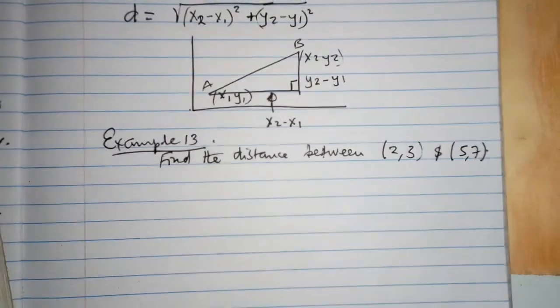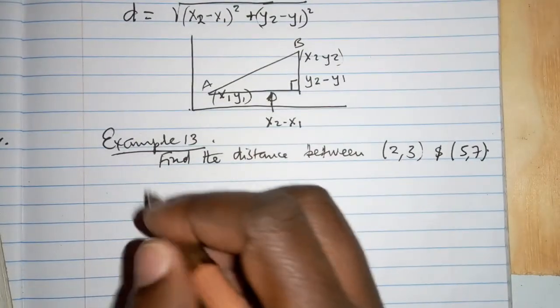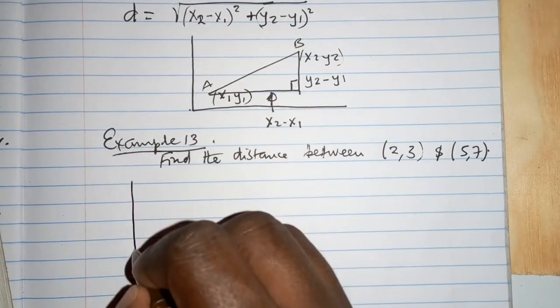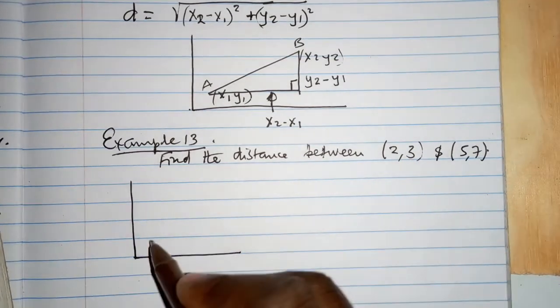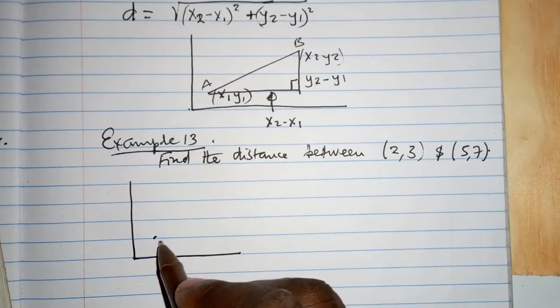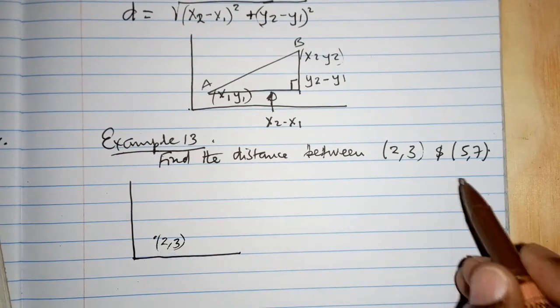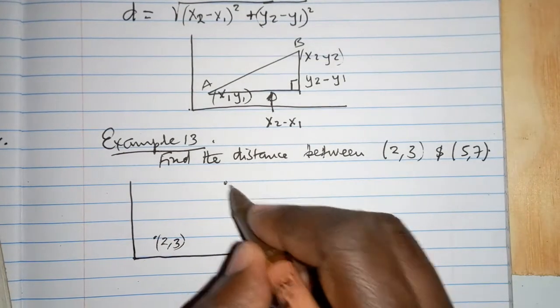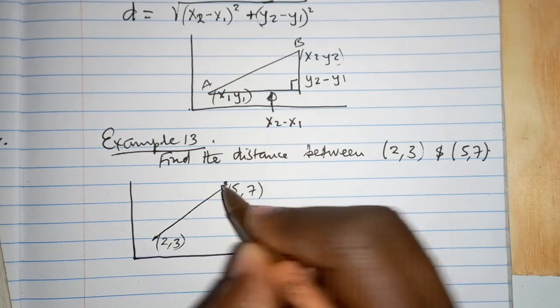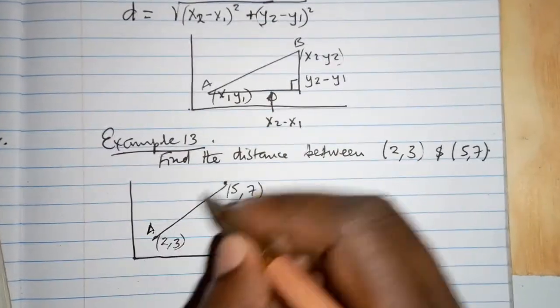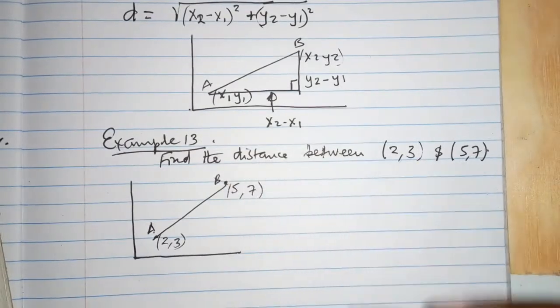You can just sketch such a line. You don't have to be very accurate, but you can just guess where (2, 3) could be. This is point A, (2, 3), and (5, 7) could also be here. That is the line. This could be A and this could be B.